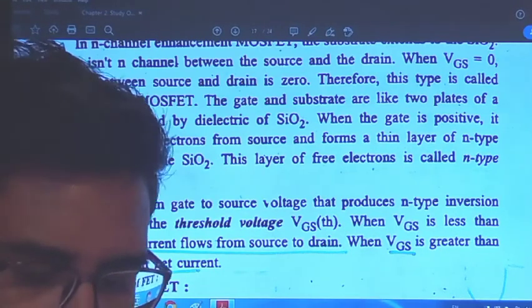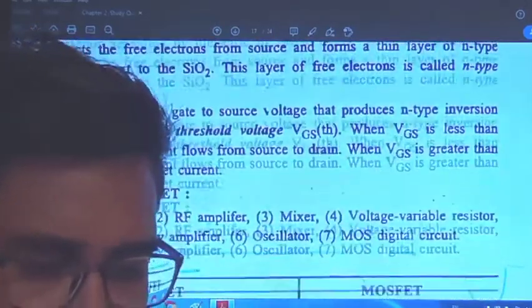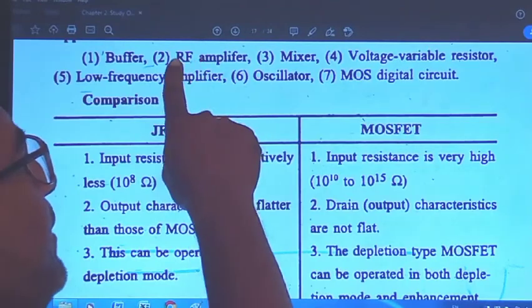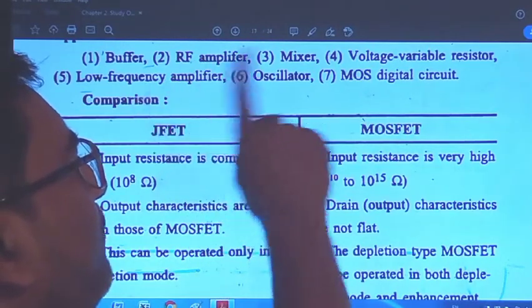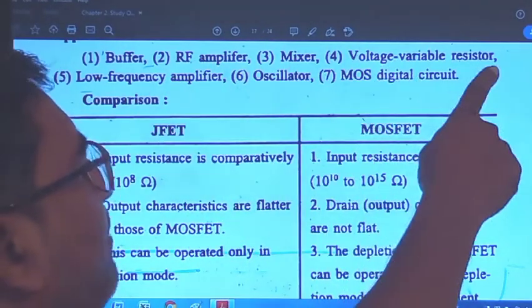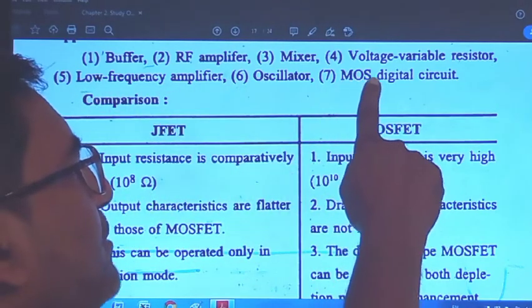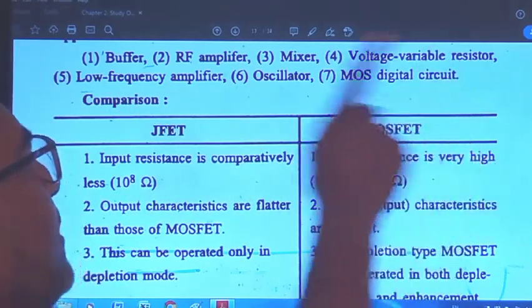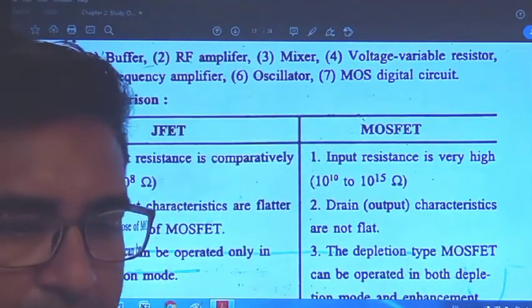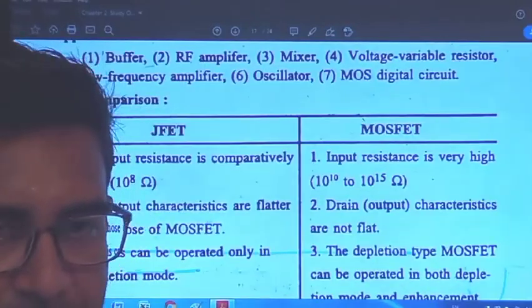Then here we have the applications of the field effect transistor. It is used in a buffer. Second, in an RF amplifier. Third, mixer, voltage variable resistor, low frequency amplifier, oscillator, and metal oxide semiconductor digital circuits. These are all the applications of the field effect transistor.